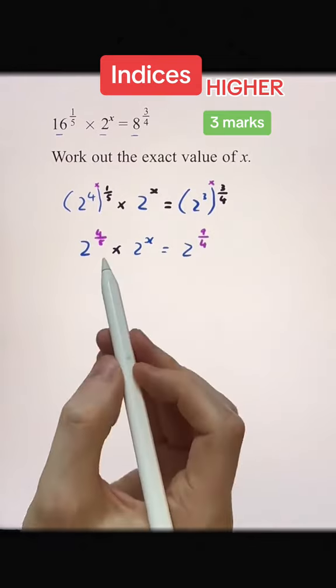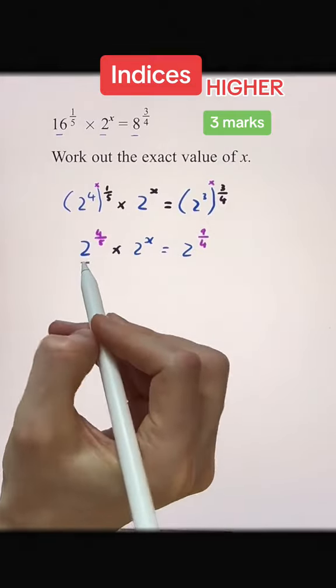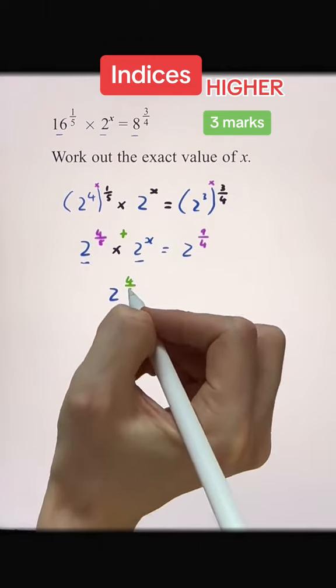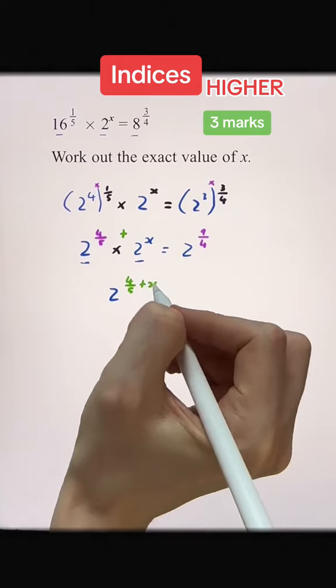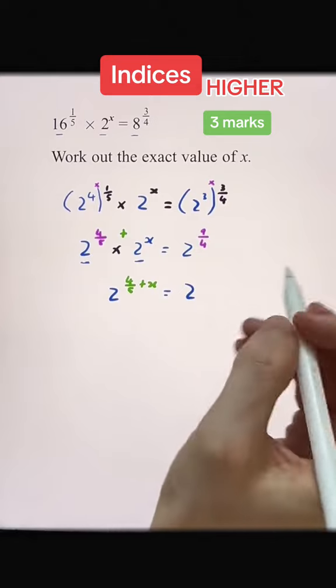9/4. When multiplying and we've got the same base, in this case we've got a base of 2, we keep the base the same and we add our powers. So here I've got 4/5 plus single x, and that's going to equal, on my right hand side, I've still got 2 to the power of 9/4.